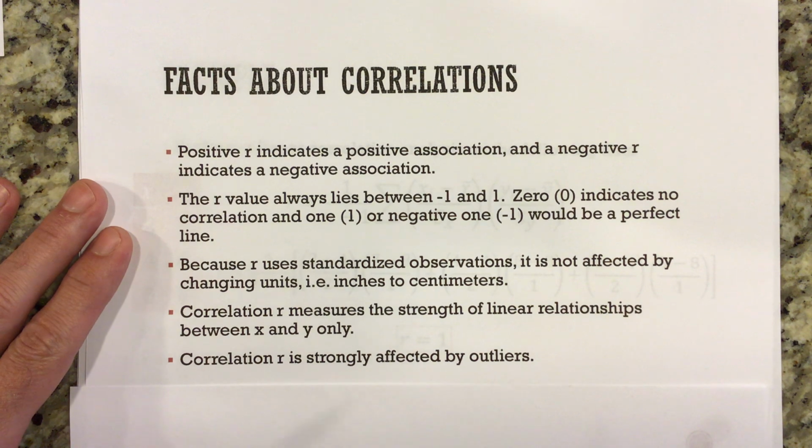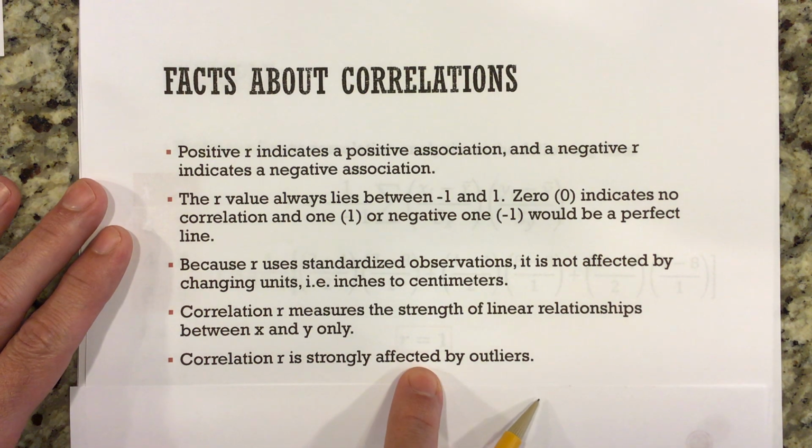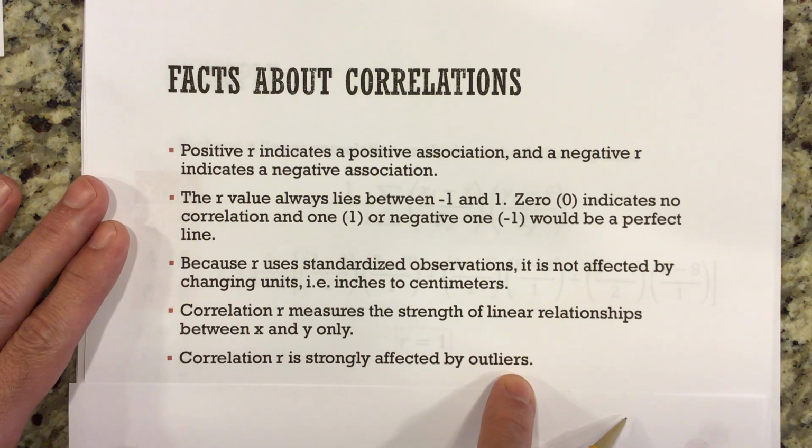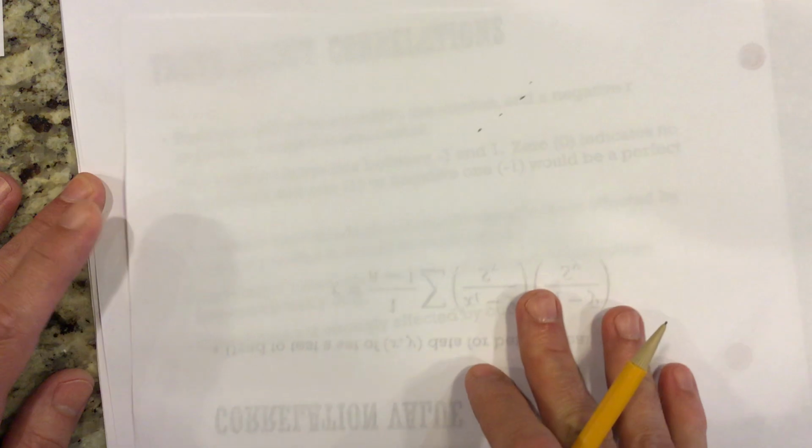And lastly, correlation is not robust. Remember that vocabulary term? It is not robust. So in other words, extreme observations will affect the correlation. And there's two types of things that can happen. We can get an outlier, which will weaken my correlation, or we can get what we call an influential point, which will strengthen my correlation. Let's talk about that briefly right now.